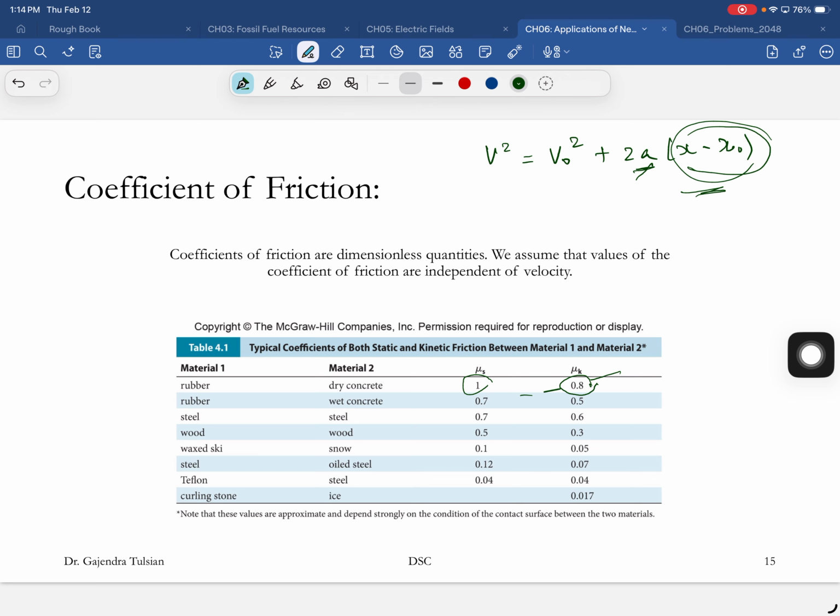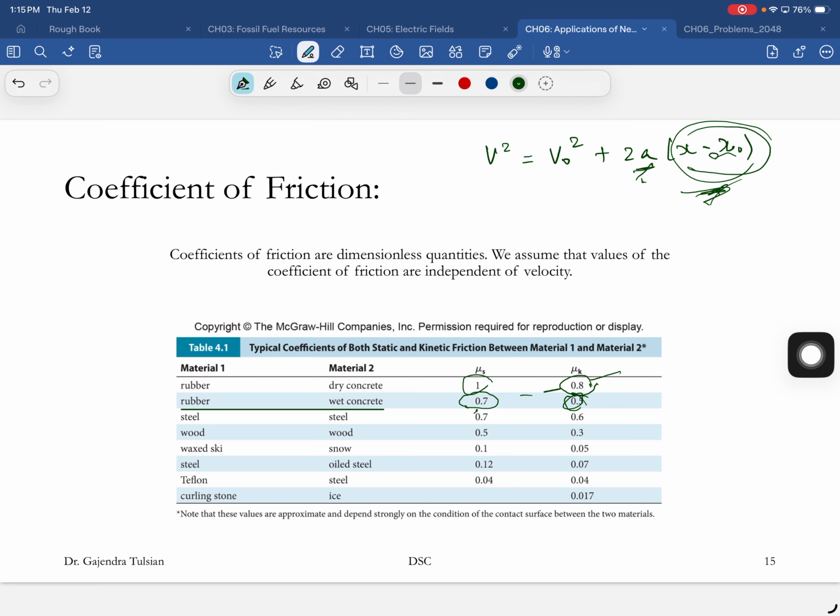So, stopping distance. Look at this: rubber on wet concrete. Why are you interested in this? When it rains. So when it rains, the μs decreases by 30%, and stopping distance actually increases by about 40%. And so here stopping distance has increased by over 60%, 60-70%.